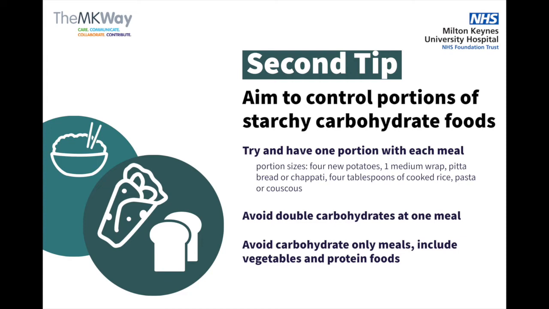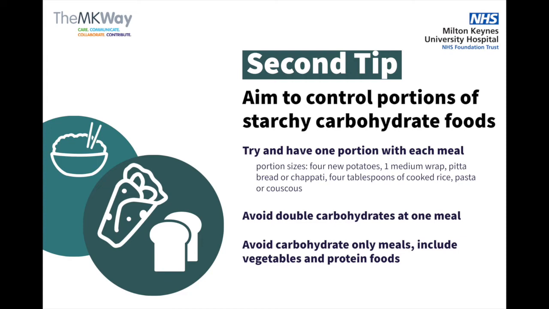For cereals, a small bowl would be a portion, and for foods like fufu or plantain, it is advised to have half a fist size, as these foods are quite high in carbohydrate. These portions normally contain 40 to 50 grams of carbohydrates. You should avoid having double carbohydrate portions at 1 meal. For example, if you are going to have a curry, you should avoid having both rice and naan bread. Instead, try to choose one or the other.